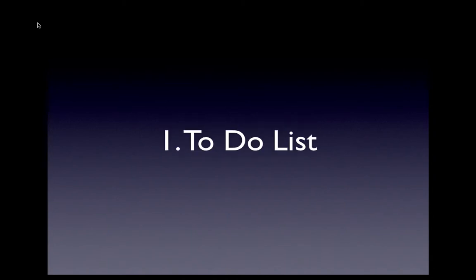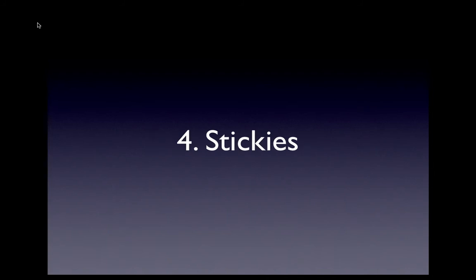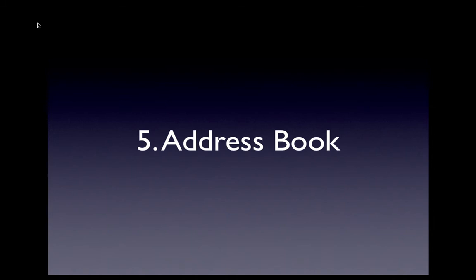I'm going to show you 5 easy ways to organize on a Mac. The first of which is a to-do list. It's very simple. I'll explain that soon. Number 2 is folders and sub-organization. The third is screenshots. I'll explain that a bit later. Fourth is a great application called Stickies. And finally, we have address book and email.